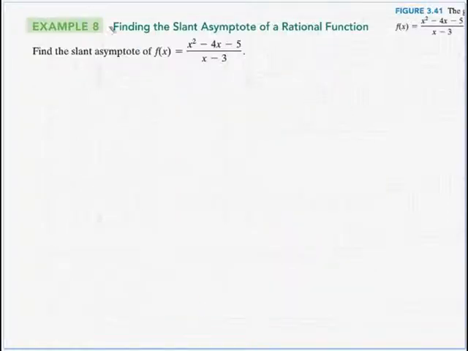All right, let's try it out here. Find the slant asymptote of this rational function, x squared minus 4x minus 5 over x minus 3. Well, we're going to divide. X minus 3 is our denominator. We're going to divide that into the numerator, x squared minus 4x minus 5.